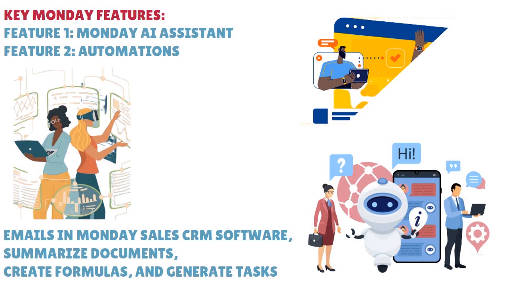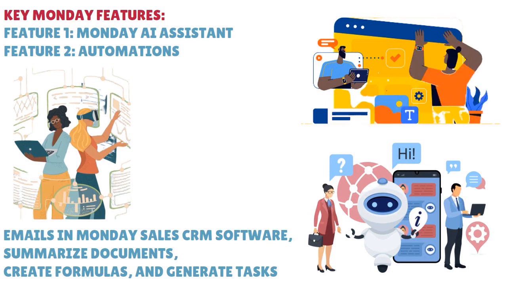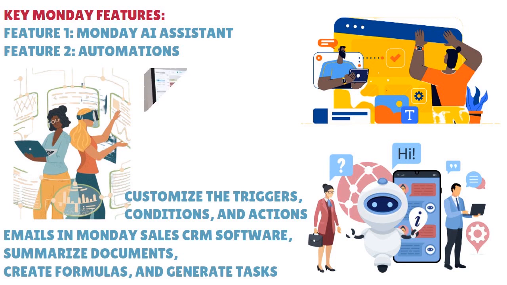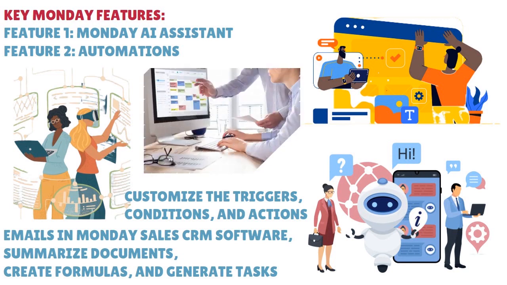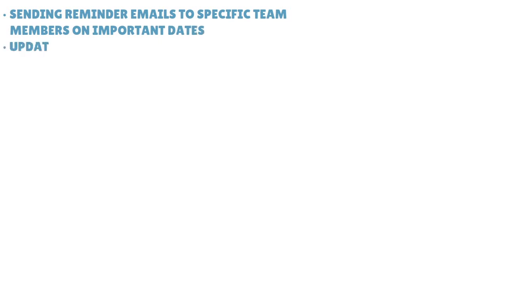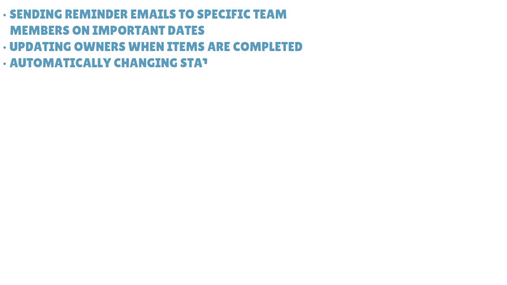And also the automations are really great because you will find code-free automations in Monday to handle the heavy lifting in your daily processes. Customize the triggers, conditions, and actions from columns on your board using Monday's automation builder to expedite manual tasks, including sending reminder emails to specific team members on important dates, updating owners when items are completed, and automatically changing statuses when tasks hit their due dates. So this is really important.